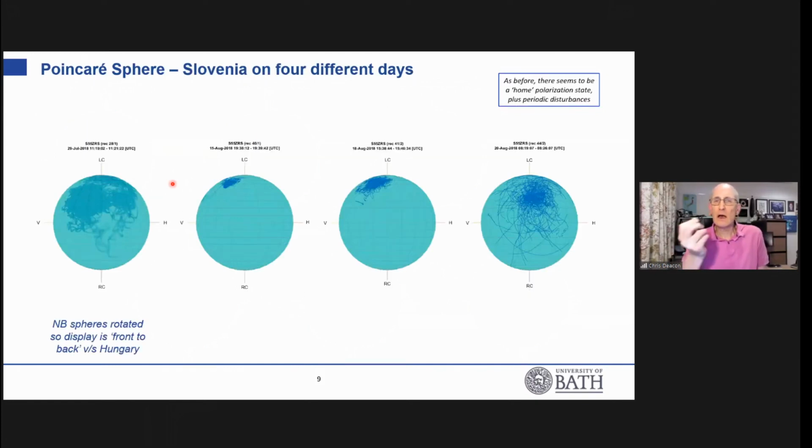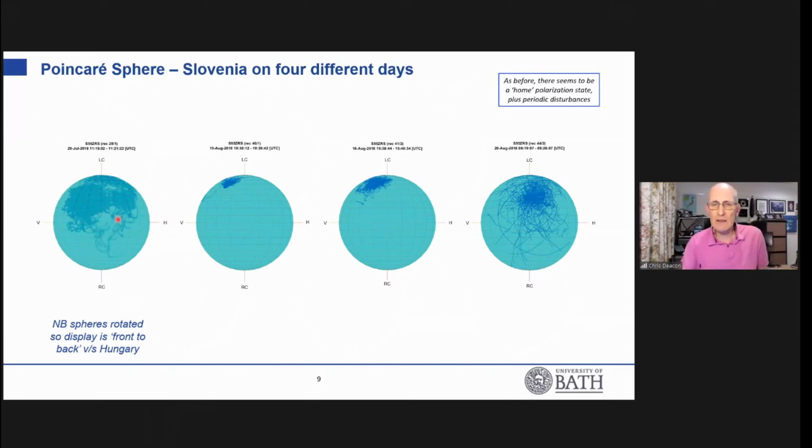Here is Slovenia, and I get similar results, but much more chaotic on other beacons. There's a clear home polarization, and it's in the northern hemisphere this time, so it's left-hand circular. These spheres are actually, because obviously this is two-dimensional, rotated front to back. So 3 out of the 4 are in the top left-hand quadrant of the ellipse. One of them is actually top right. So this is showing that there's a consistency here.